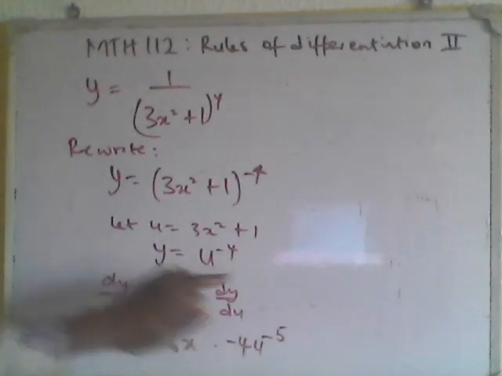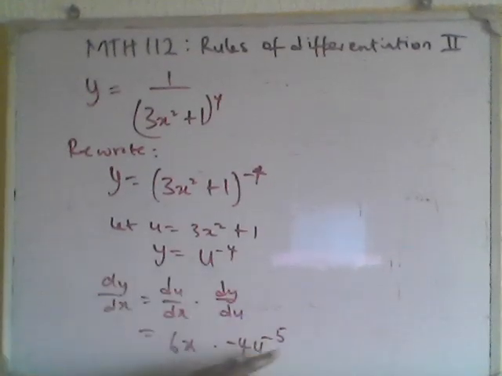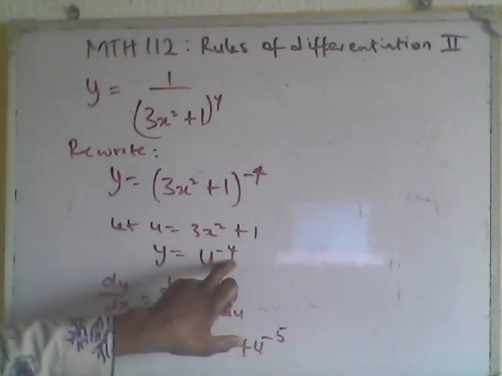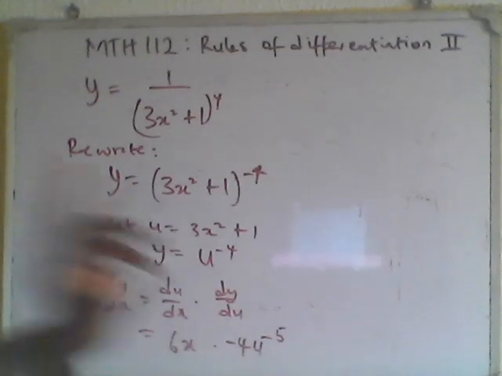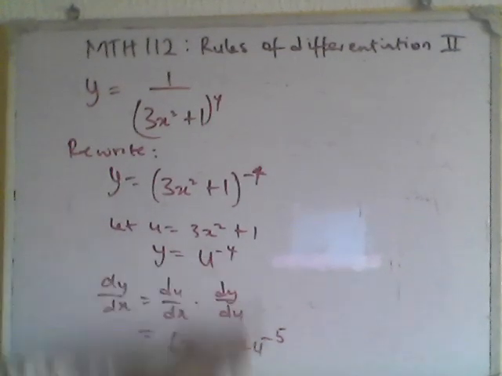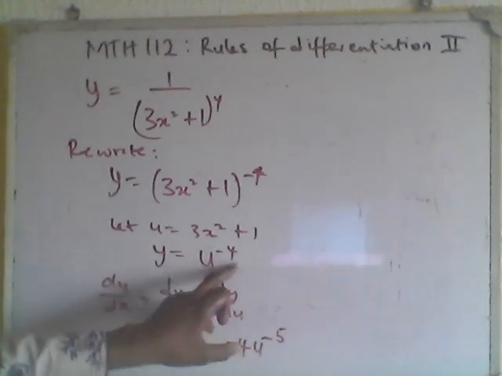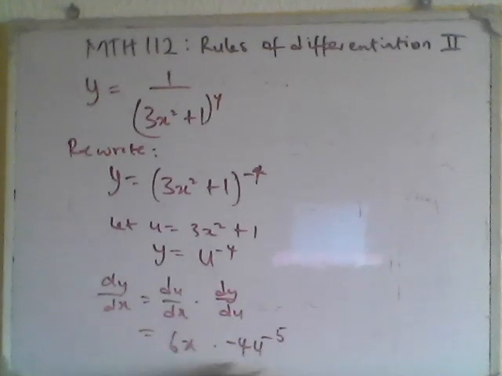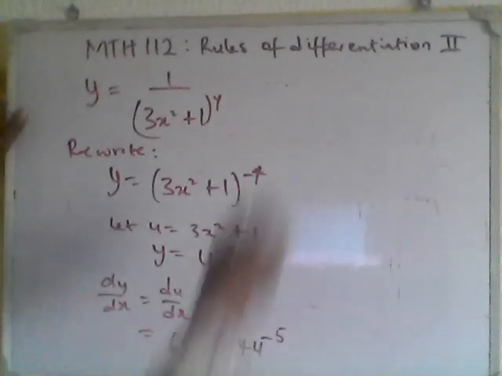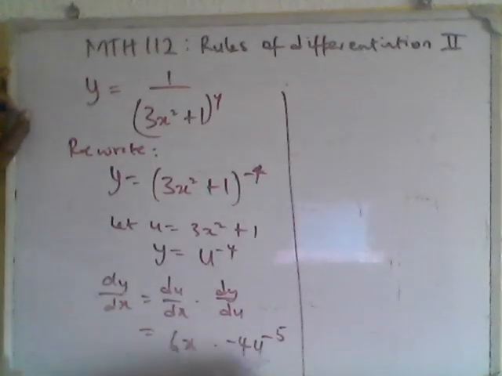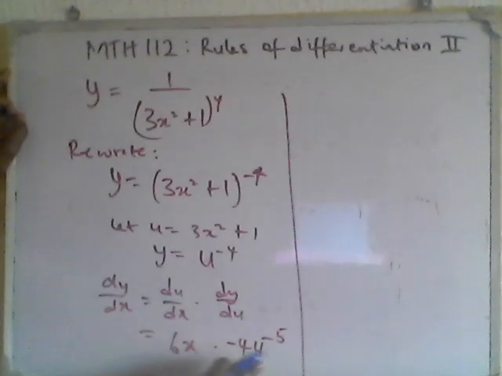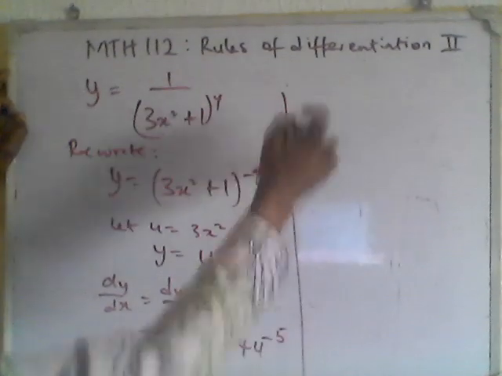Why? Because I'm reducing this power by 1, I'm having minus 5. That is, if you reduce minus 4 by 1, you are having minus 5, that is, minus 4 minus 1 is minus 5, right? And this minus 4 at the same time multiplies the coefficient. So this is actually a result. So reintroduce what u is. Recall that u is 3x squared plus 1, right? So I need to have x in my final answer, we just need to remove u.